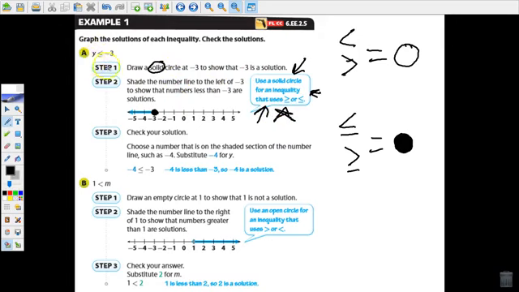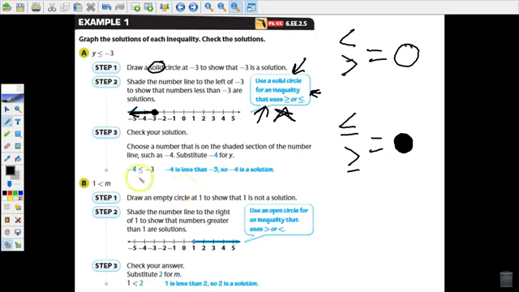So if y is less than that, it's going to go to the left. Y is less than or equal to. Less than. So less, left. Less, left. Y is less than, so I go to the left.